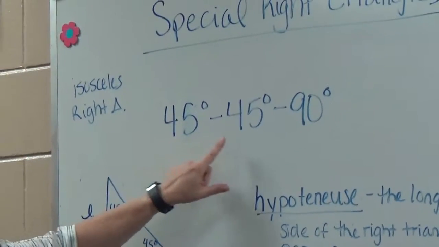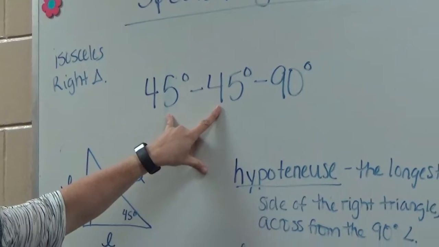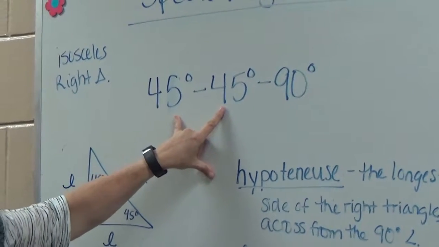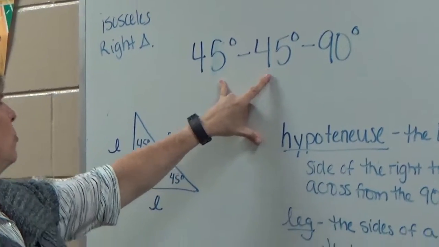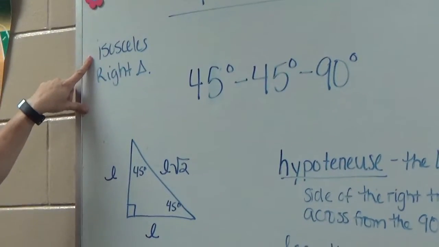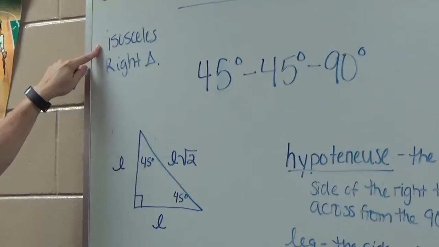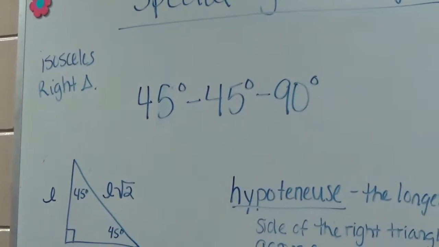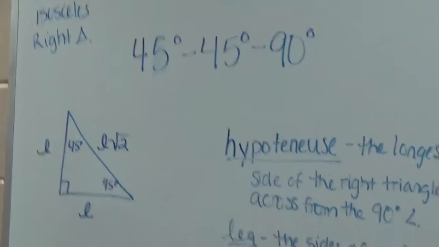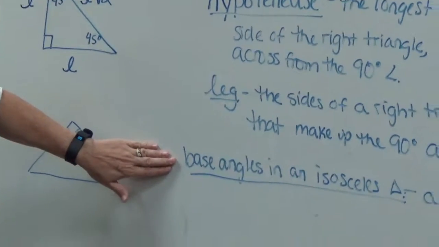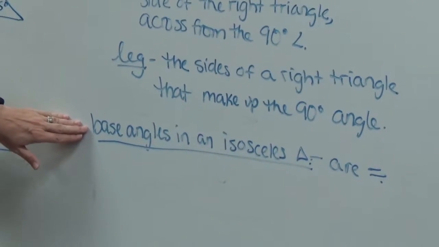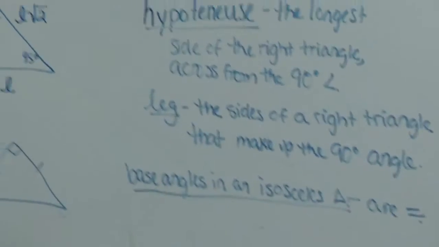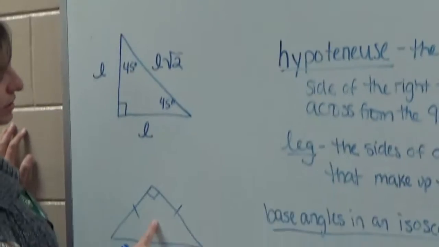If you notice, a 45, 45, 90 has two angles that are the same. When we learned that you have triangles where two sides are the same, we called it an isosceles triangle. So this is actually an isosceles right triangle. 45, 45, 90. It's a very special right triangle. And down here I just have base angles in an isosceles triangle are equal. So anytime you have an isosceles triangle, this is an isosceles right.